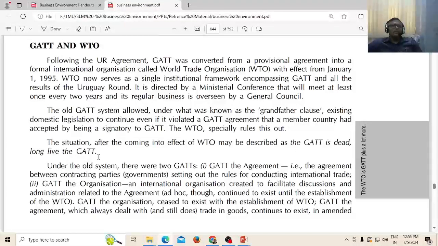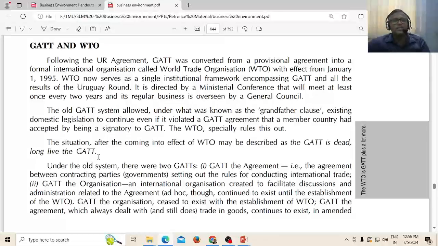The GATT and the WTO. Following the UR agreement, the GATT was converted from a provisional agreement into the formal international organization called the World Trade Organization (WTO) with effect from January 1, 1995. The WTO also serves as a single institutional framework encompassing the GATT and all the results of the Uruguay Round. It is directed by the Ministerial Conference that will meet at least once every 2 years, and on a regular basis is overseen by the General Council.